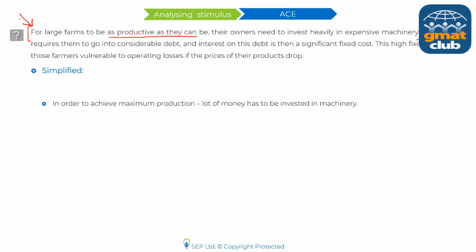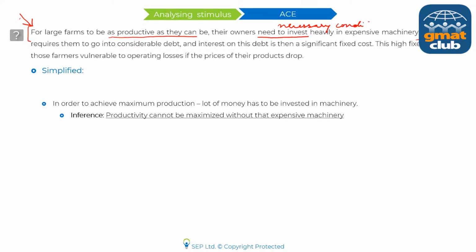But you can do a little bit more. You can actually draw an inference from this one statement as well. For example, you can infer productivity cannot be maximized without that expensive machinery. How can I infer this? Look at this. Need to invest. Need to invest means it is a necessary condition or requirement. And from that, I can infer that you cannot really achieve that maximum productivity if you do not invest in that expensive machinery.